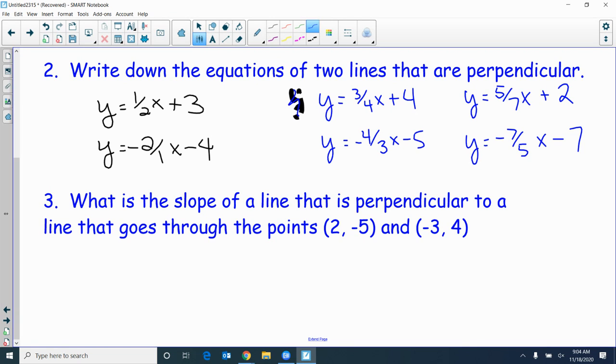M. Well, you got it. y2 minus y1 over x2 minus x1.